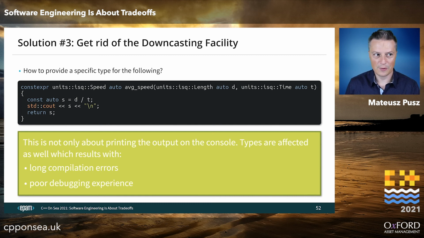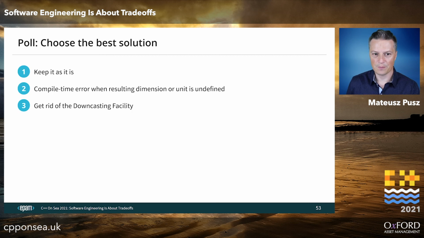Okay, so now we have all of the information, and it's time to poll. Choose the best solution. Which one would you prefer? Keep it as it is right now, so have all of these features with the potential problem of one definition rule violation, and hope that modules will solve it. Or have a compile time error when some temporary evaluation is being done that was not predefined or predicted by the user.